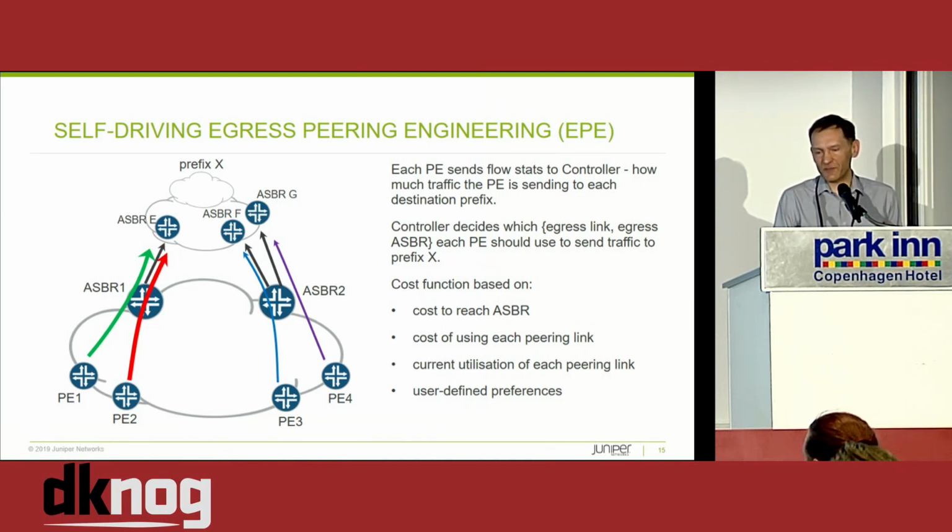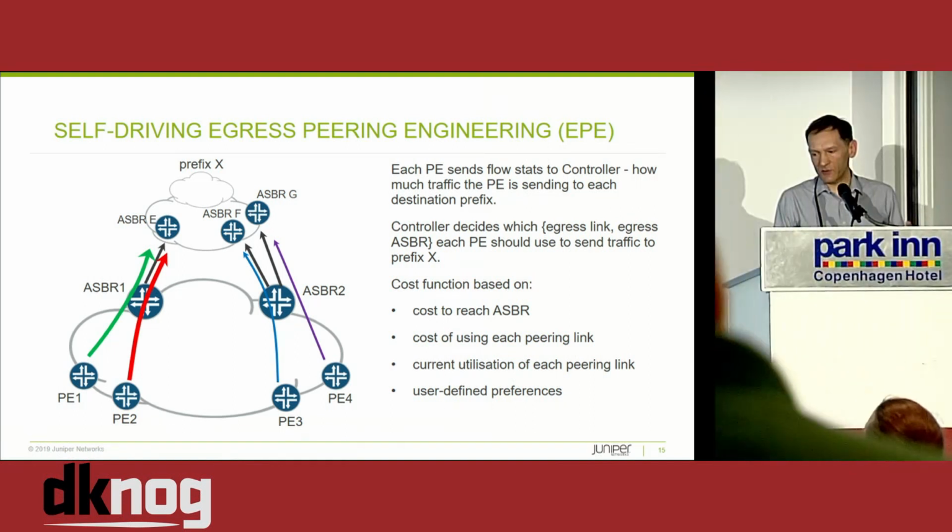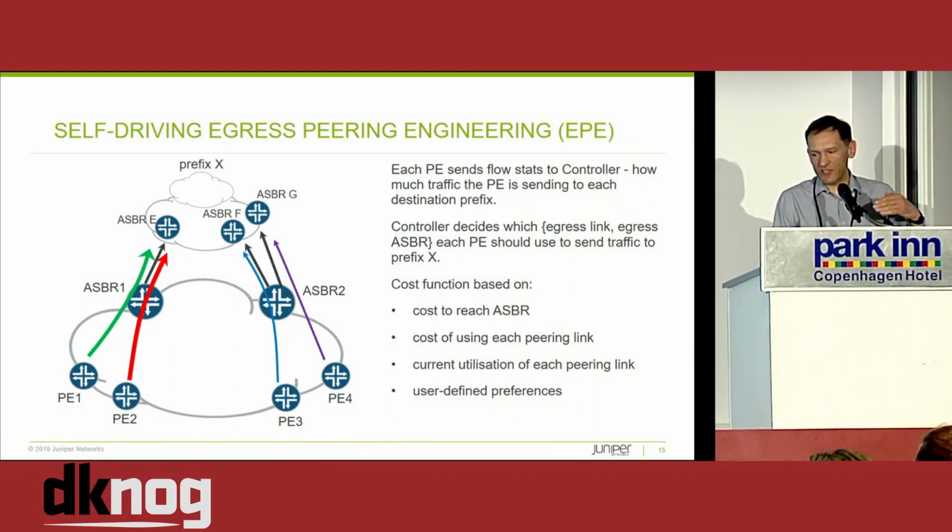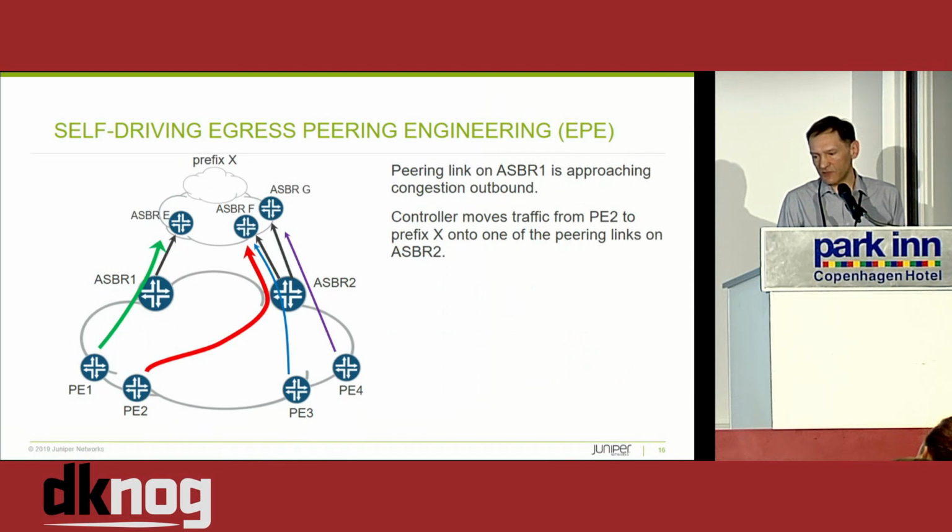And it's doing that on the basis of the data that I mentioned, and also a cost function, which is based on the cost to reach a given ASBR from the point of view of a given ingress PE, the cost of using each peering link in itself, the degree of utilization of each peering link, because the controller wants to make sure that you don't congest one of the peering links while the other ones are still relatively quiet, and also user-defined preferences, because you might have your own order of merit of using different peering links to reach a particular destination. And then, if needed, it can swing the traffic across.